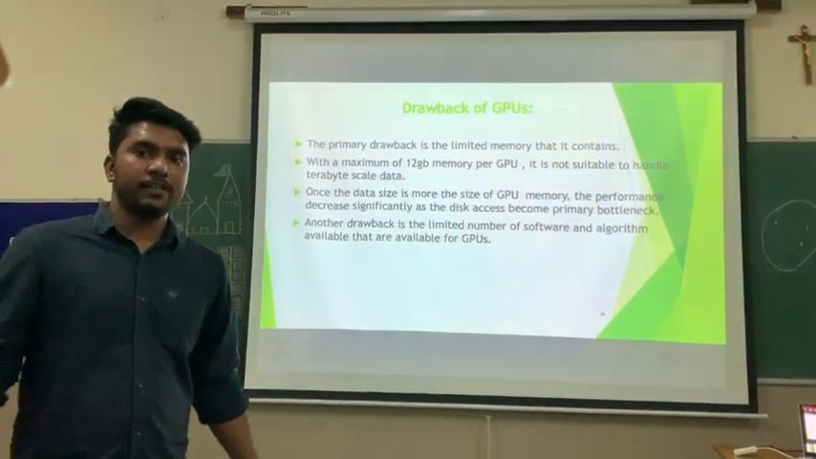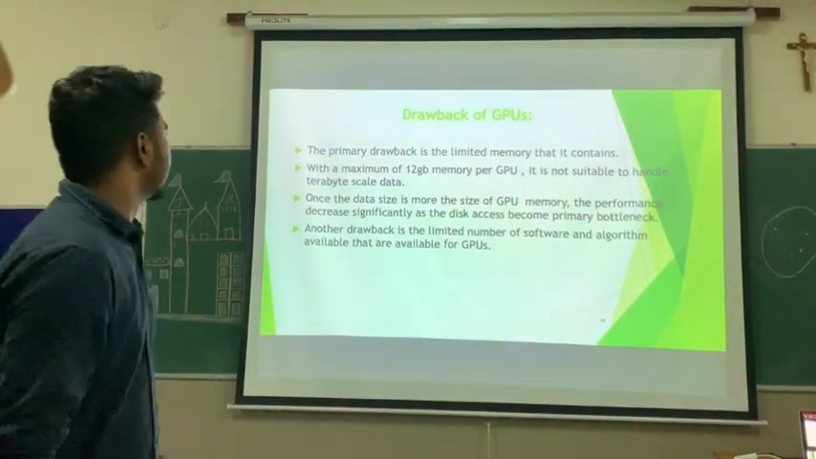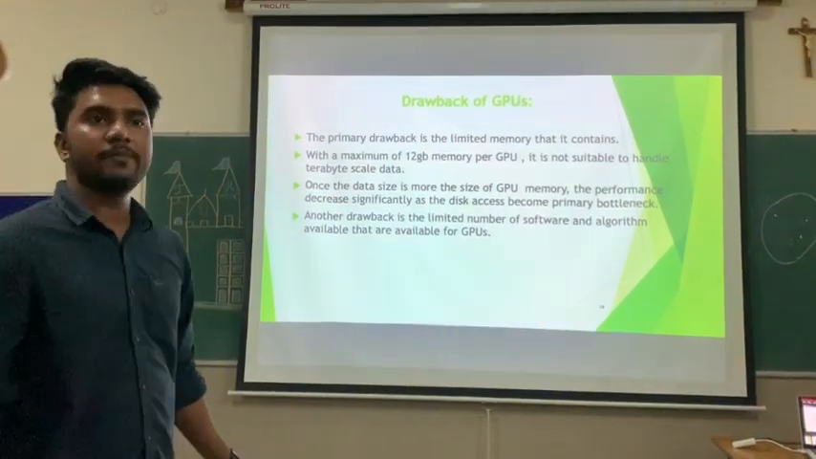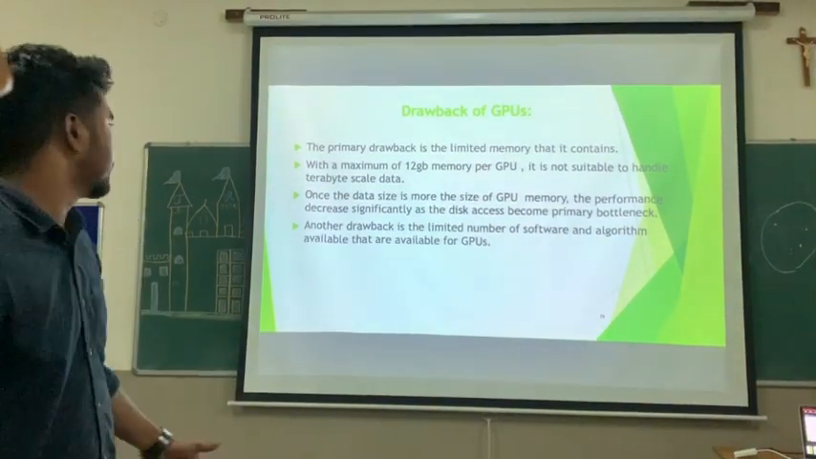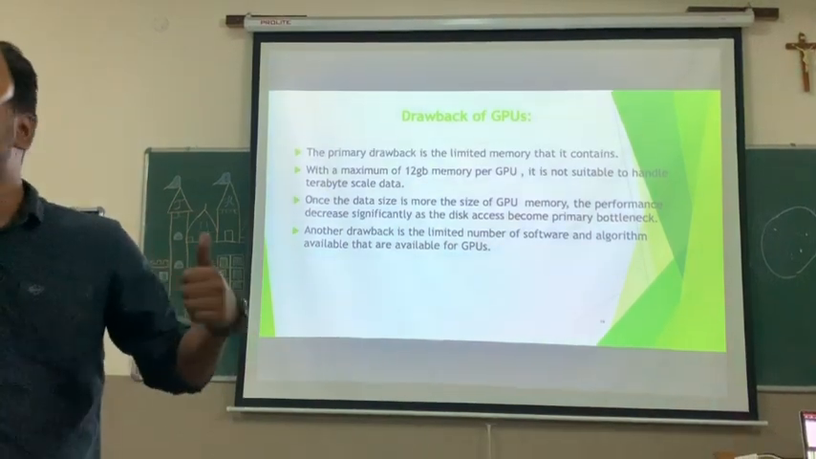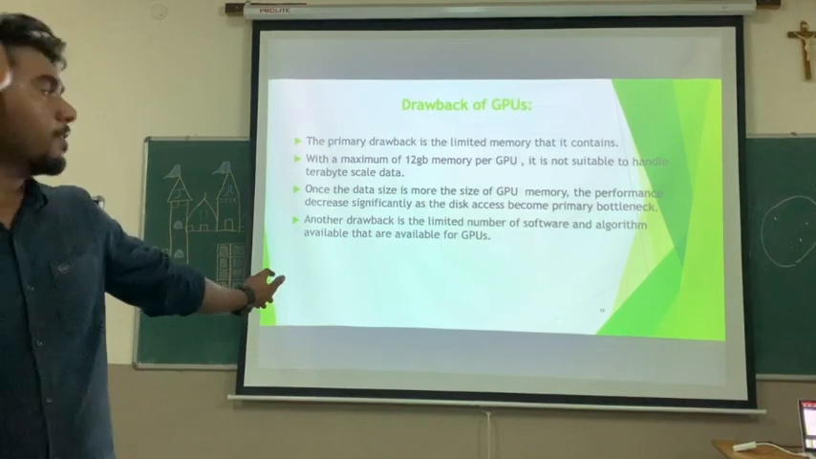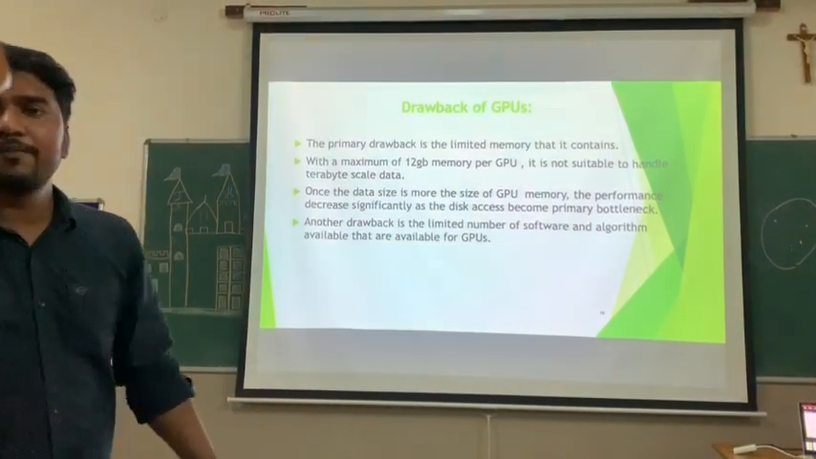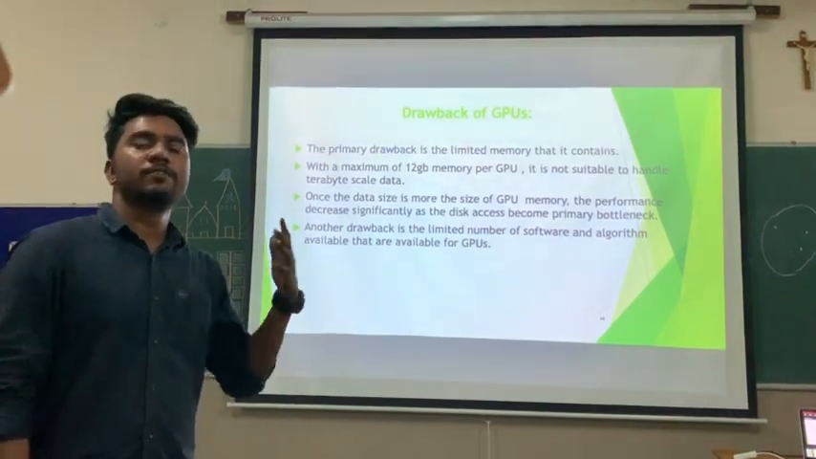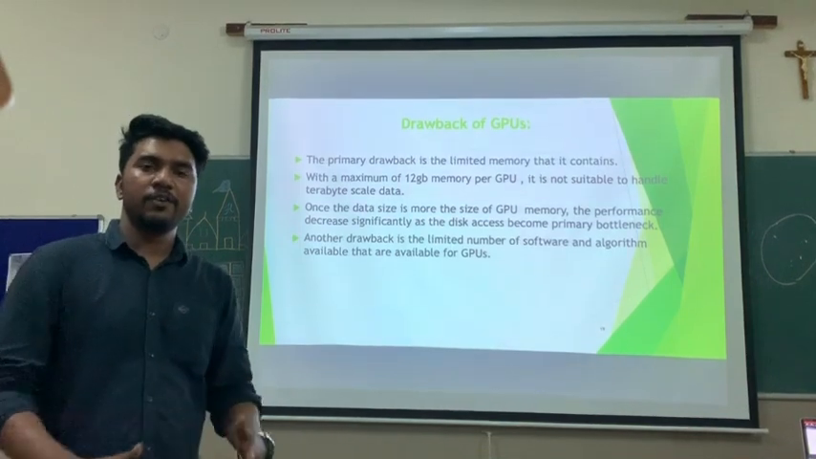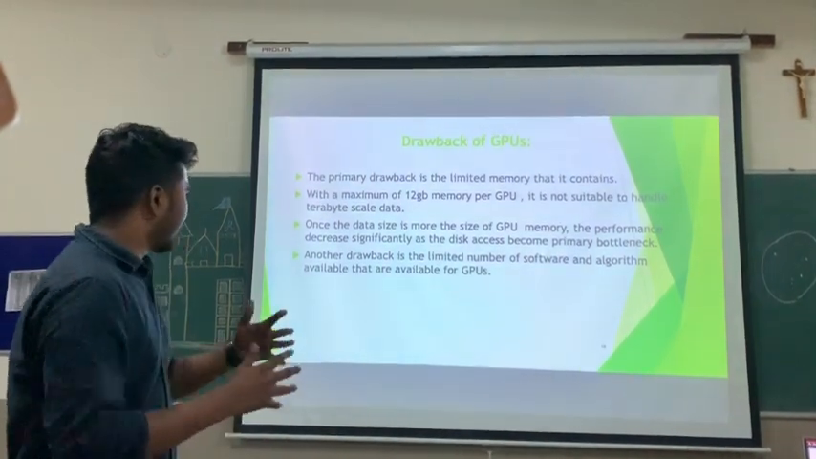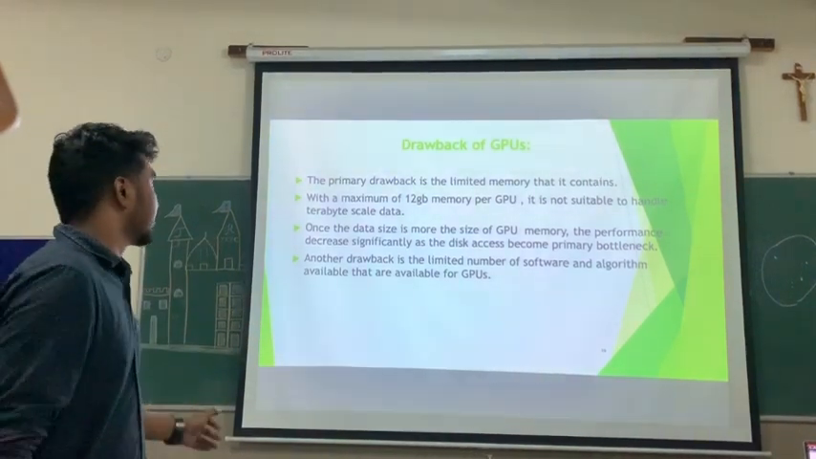The main drawback of GPU is that they have a limited amount of memory, their memory size is very small. They have a maximum memory of 12 GB. It's not suitable for terabyte scale data, they can't process terabyte scale data. And once the data size is increased, then GPU can't work as fast as the other platforms which we are going to talk about. Another drawback is the limited number of software and algorithms available for the GPU, because earlier GPU didn't have that importance, as it was only used for video or image editing. Now developers have come together, but they haven't developed many software and algorithms. So that's the main drawback for GPU.